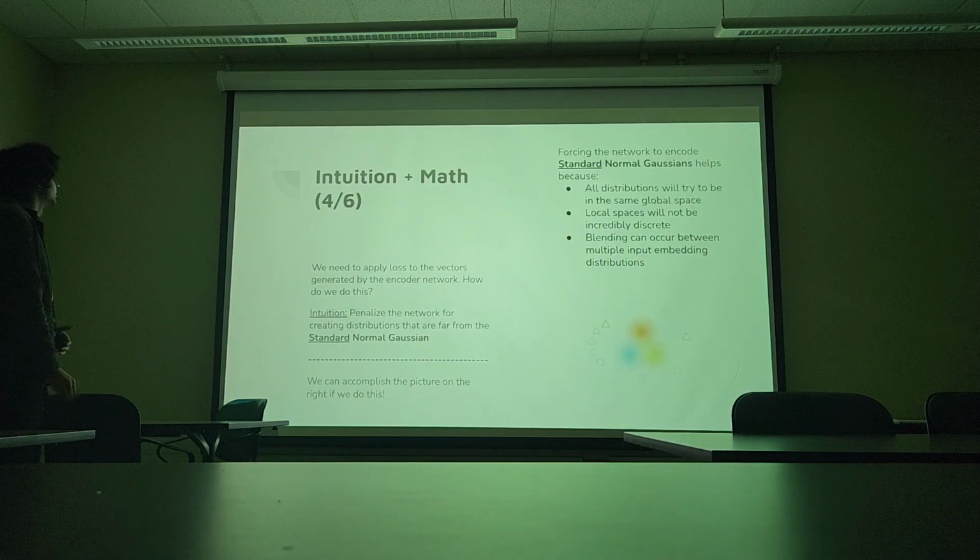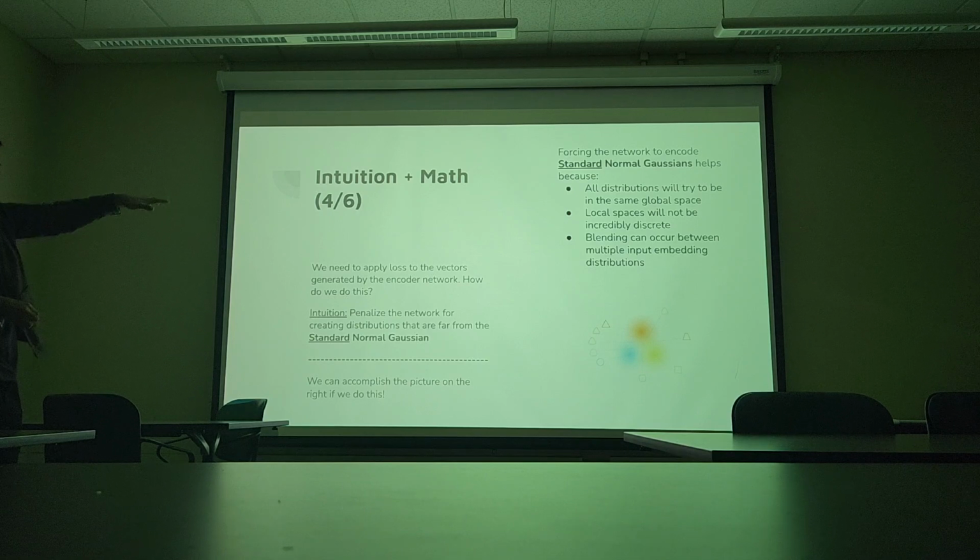So we need to apply loss to the vectors generated by the encoder network. So that bottleneck, right? We need to apply loss to that. We need to take that and say, hey, how well is this doing, right? So the intuition is to penalize the network for creating distributions that are far from the standard normal Gaussian, which is, if you remember, a mean of 0 and standard deviation of 1, right?